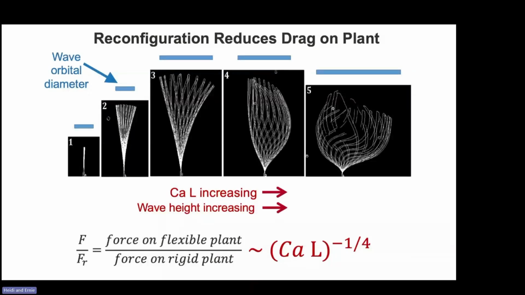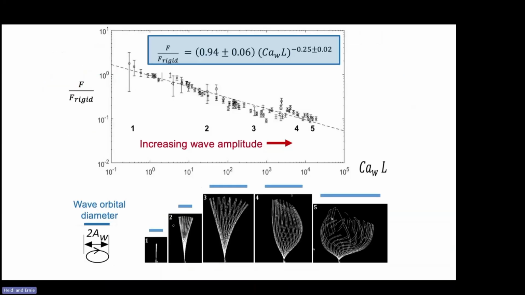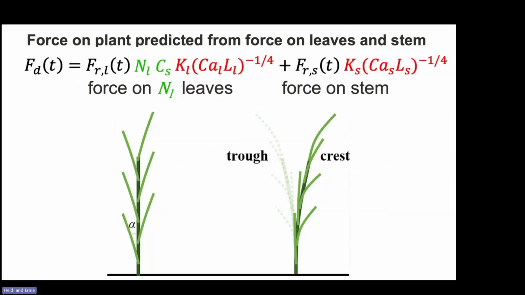This scaling was confirmed across multiple experiments. So the graph is showing the force measured on the flexible plant normalized by the force on the rigid plant versus CaL, and the fitted line is indeed to the power of -1/4 within uncertainty. So far, we've only considered a single plant element, as shown in these images, and this can represent seagrass blades or sedges, but most marsh grasses have multiple leaves arranged around a central stem.